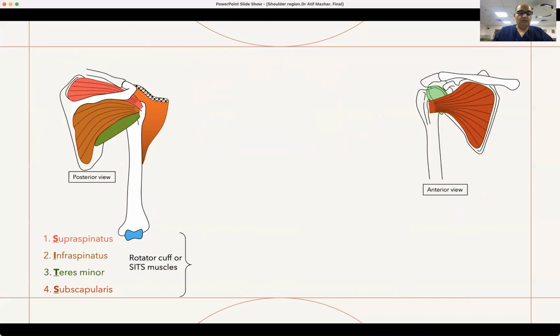Now we were good so far with these, and now I'm introducing another muscle, which is in a different color, and that is my teres major muscle. Who controls this teres major muscle? The lower subscapular nerve. It controls this muscle.